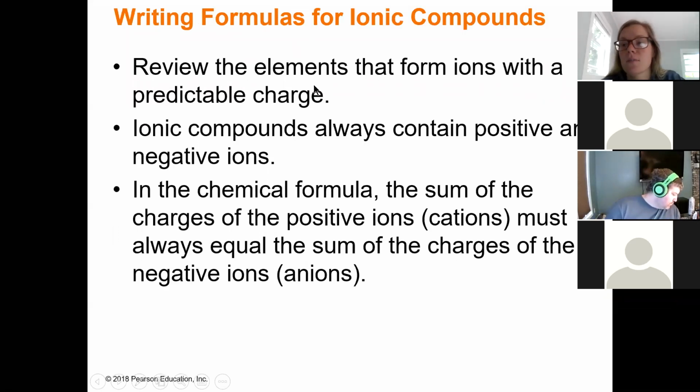So, writing formulas for ionic compounds. First thing we want to do is review the charges on the ions. So predictable charges, remember if you're in column 1, outside of hydrogen really, so lithium, sodium, potassium, rubidium, I told you guys to put a +1 above that. Column 2, +2.